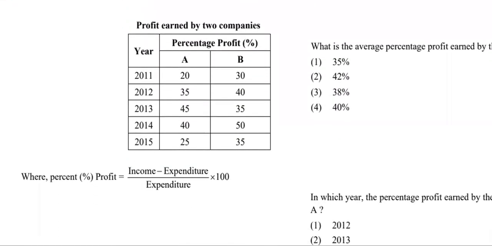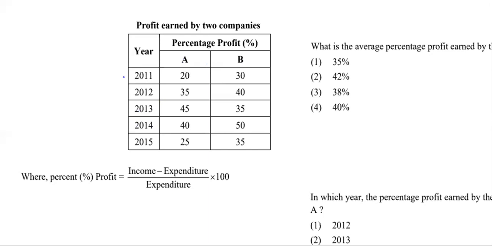So next we have a set of questions, and they are from percentages. So let's see what is there in this question. First of all, let's just observe the data which is given here. Profit earned by two companies. They have given the profit percentage for two companies A and B for 5 different years, from 2011, 12, 13, 14 and 15. It's very easy for us to understand, and see the condition which is given below.